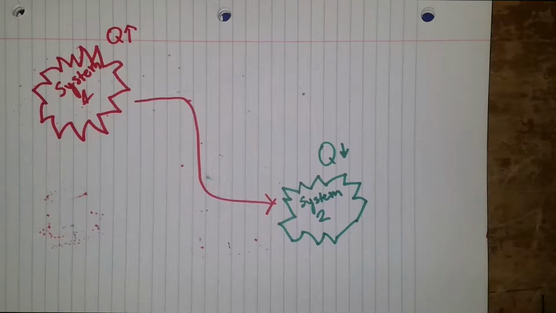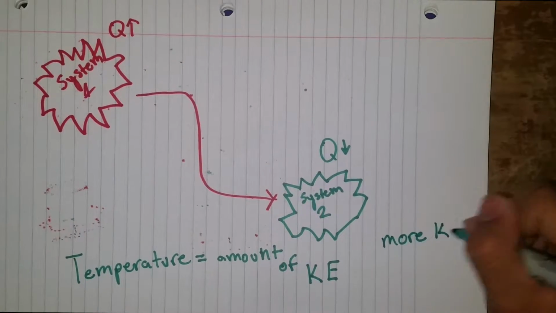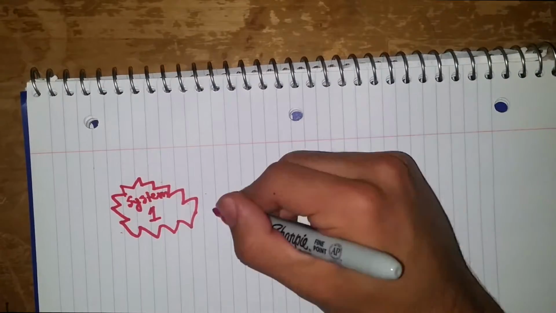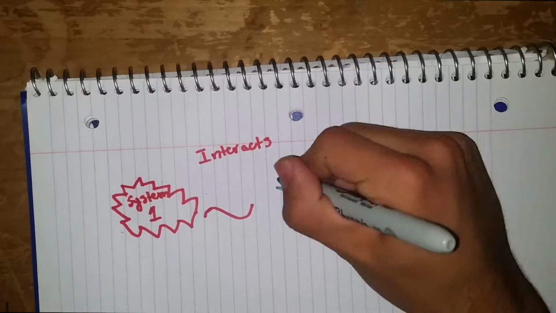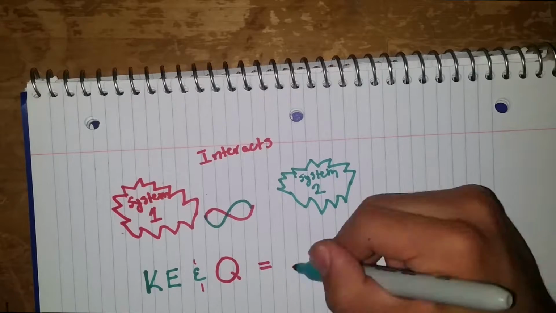Temperature can also be seen as the amount of kinetic energy a substance or object has. So more kinetic energy means higher temperature and the more molecules start to move. So when two systems interact, one being hotter than the other, the system transfers into the lower system. It is trying to evenly distribute the amount of kinetic energy within the heat transfer.